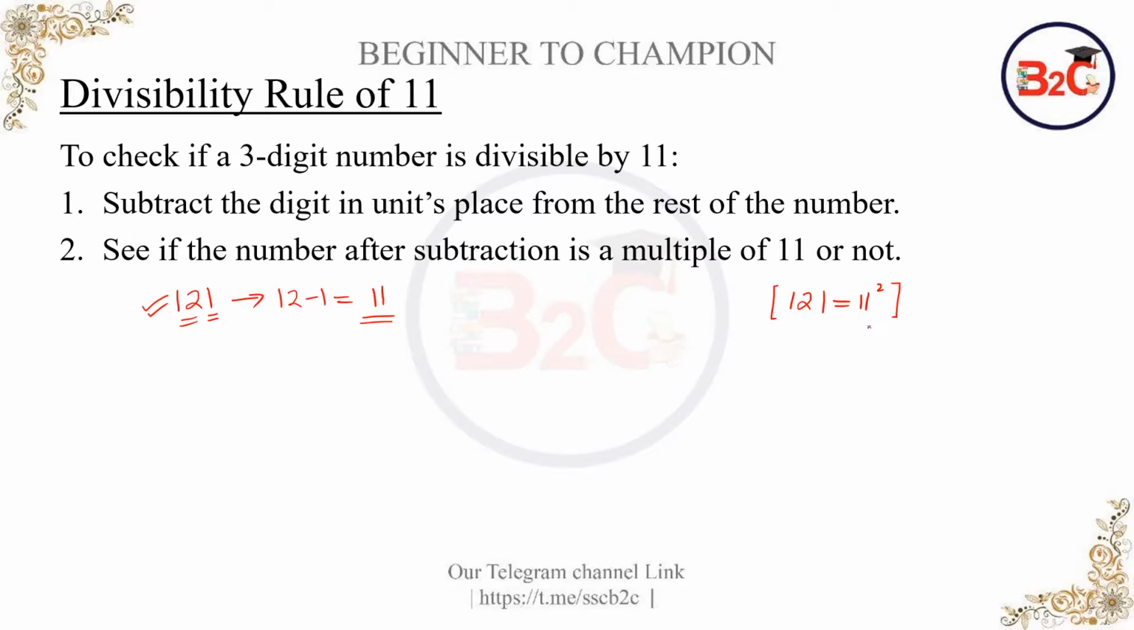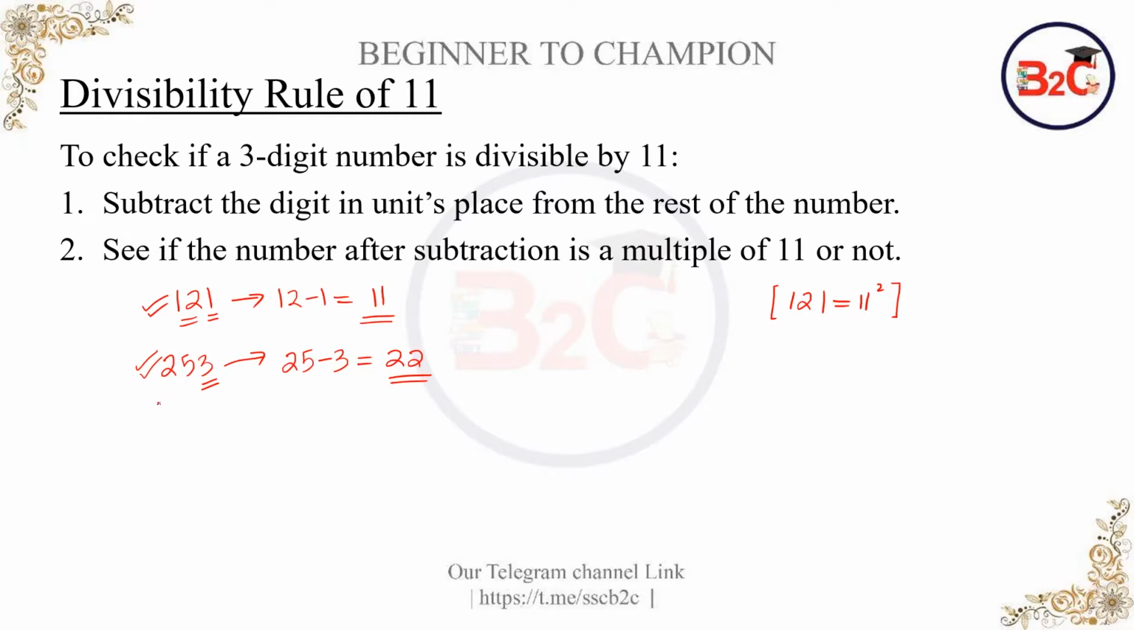Right? Let's consider another number. Let's take 253. Okay. So here again, we are going to subtract the digit in the units place from the rest of the number. So from 253, we get 25 minus 3, which is 22. So the number after subtraction is 22 and 22 is a multiple of 11. So this means that 253 is also a multiple of 11.